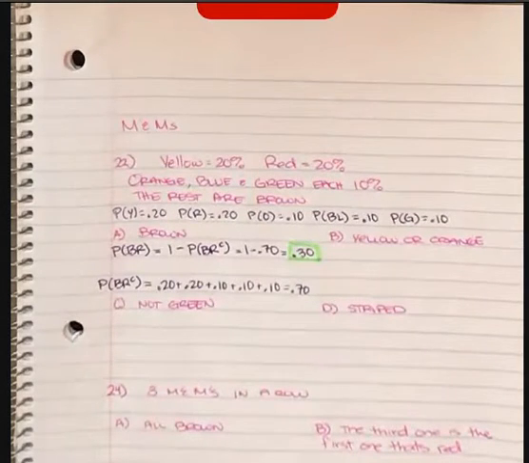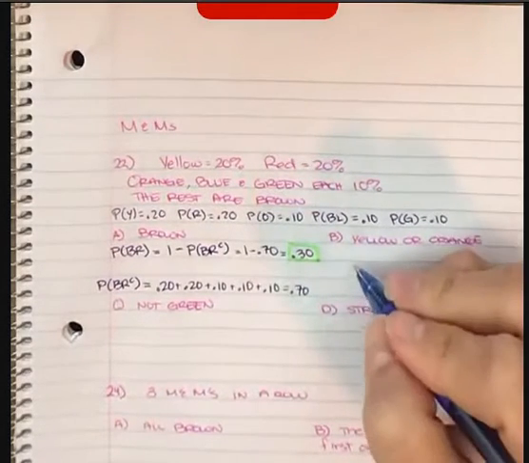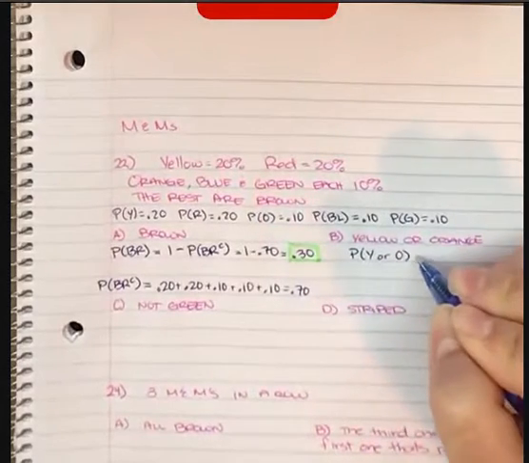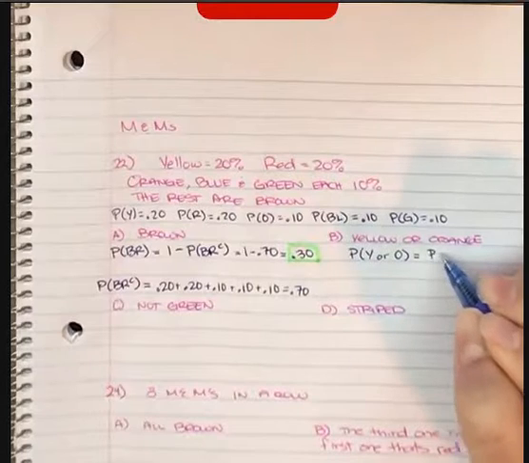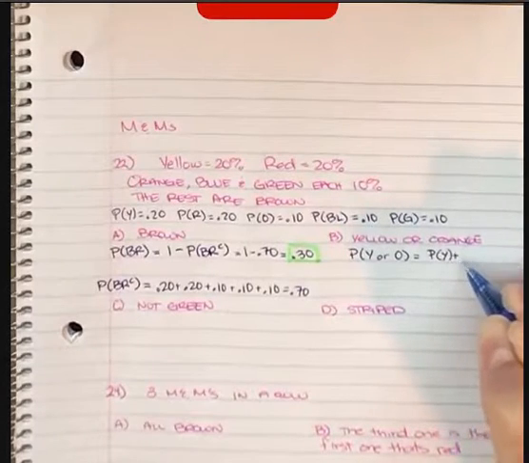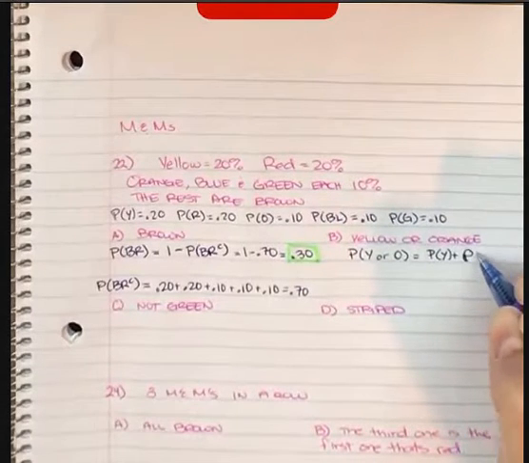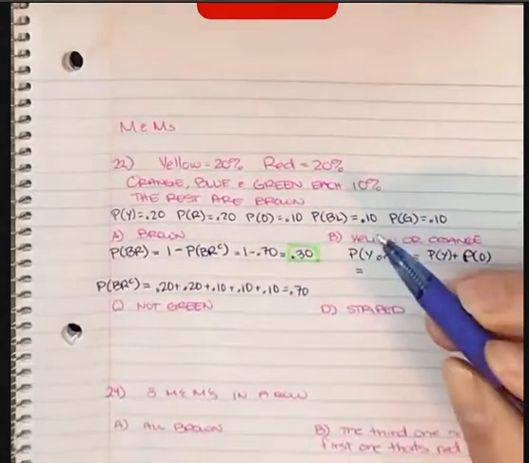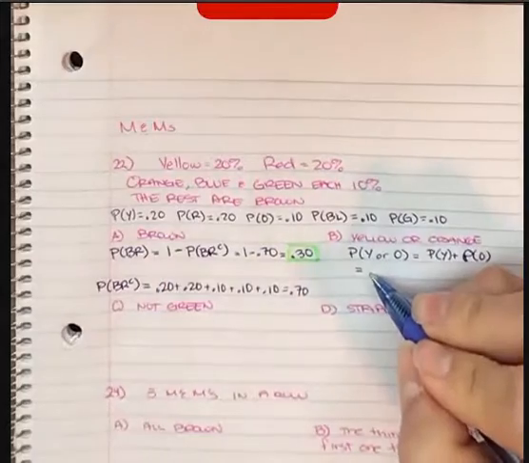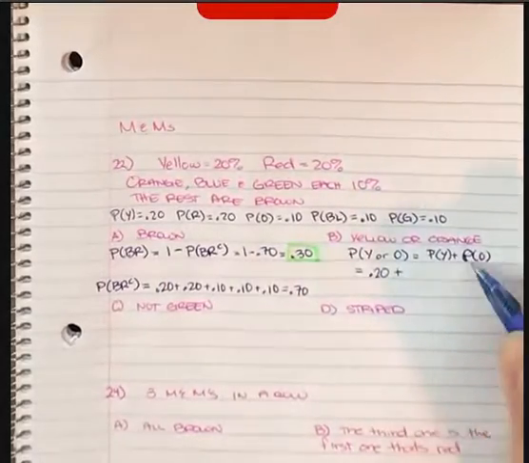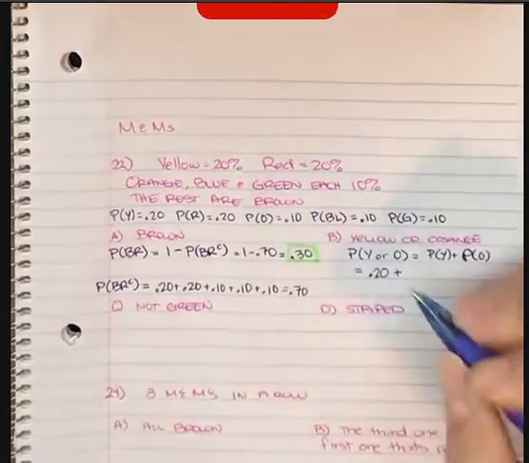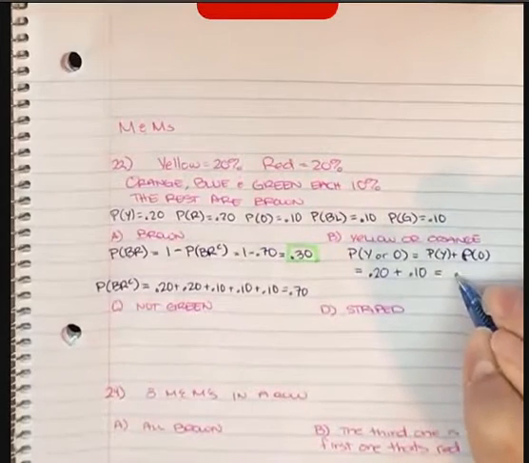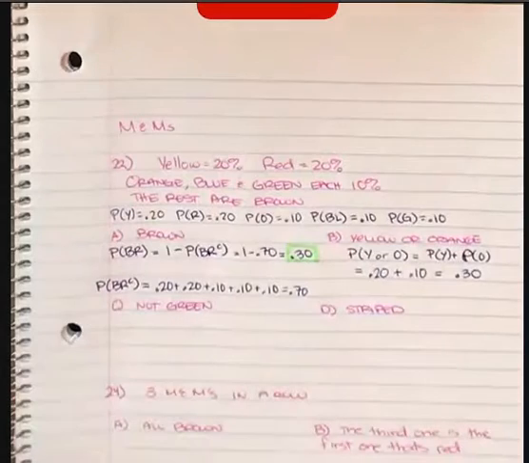Okay, let's find the probability of yellow or orange. So the probability of yellow or orange is going to be the probability of yellow plus the probability of orange, okay? So the probability of yellow was 20% or 0.20, and the probability of orange was 10%. So the probability of yellow or orange is going to be 30%.